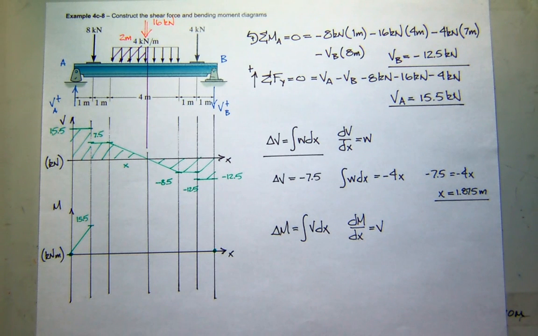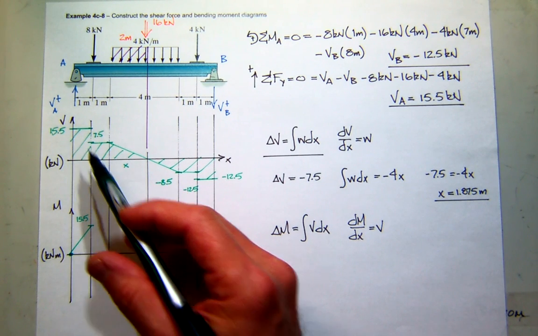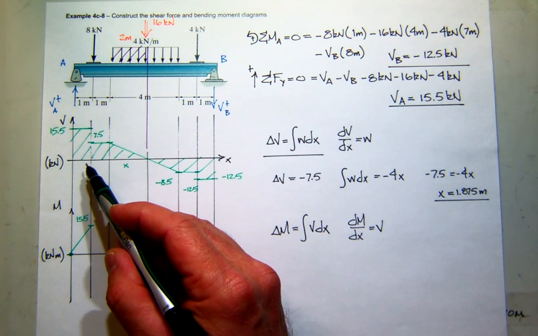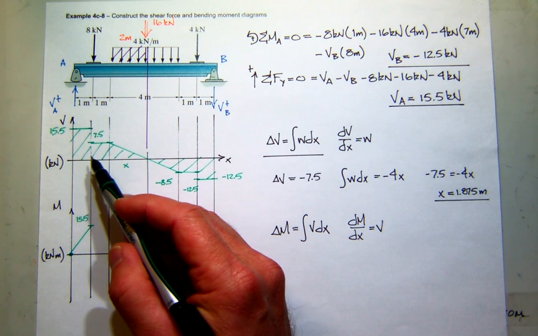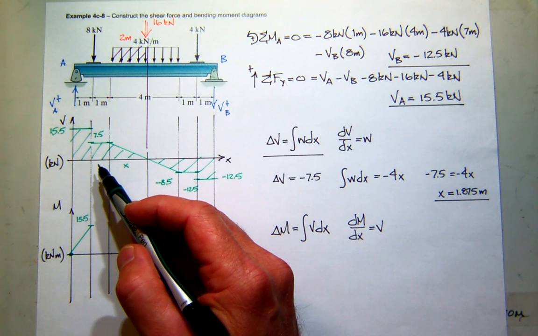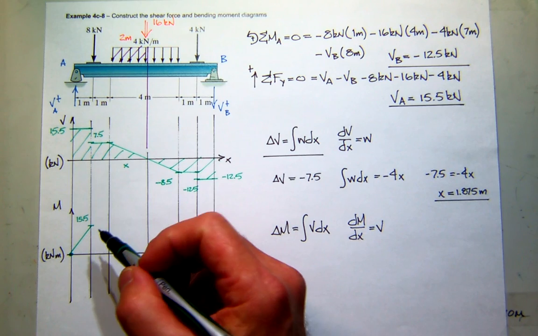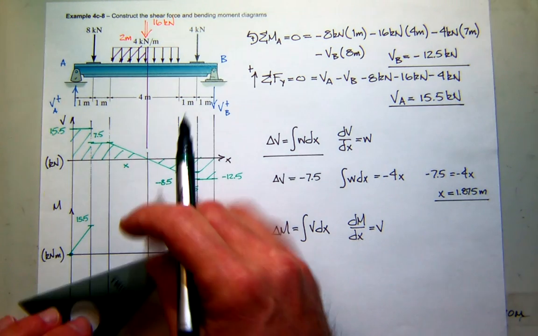So if I ask you what is the slope of the moment diagram over the first meter, what would it be? Positive 15.5. How does the moment change from 1 meter to 2 meters? It goes up 7.5. How did you figure that out? 7.5 is the area of this part of the curve, right? It's a rectangle. 1 is the base. Height is 7.5. So what is 15.5 plus 7.5?